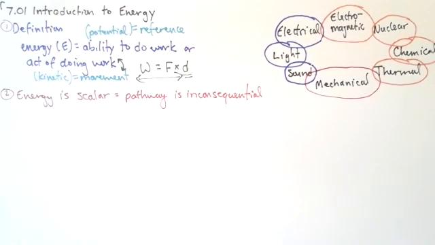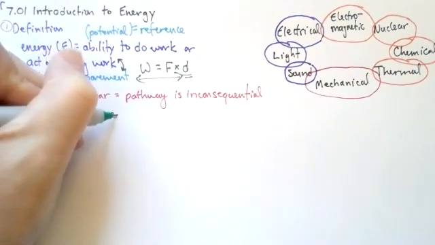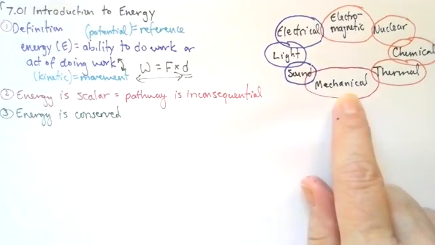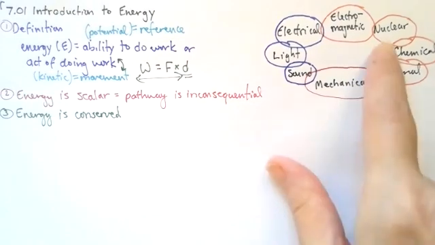The third thing about energy, so we're going to number 3, these colors again. Let's go to green. It is conserved. Energy is conserved. So I have mechanical energy, and the mechanical energy doesn't always stay in this bubble. You know what? Let's go over here.